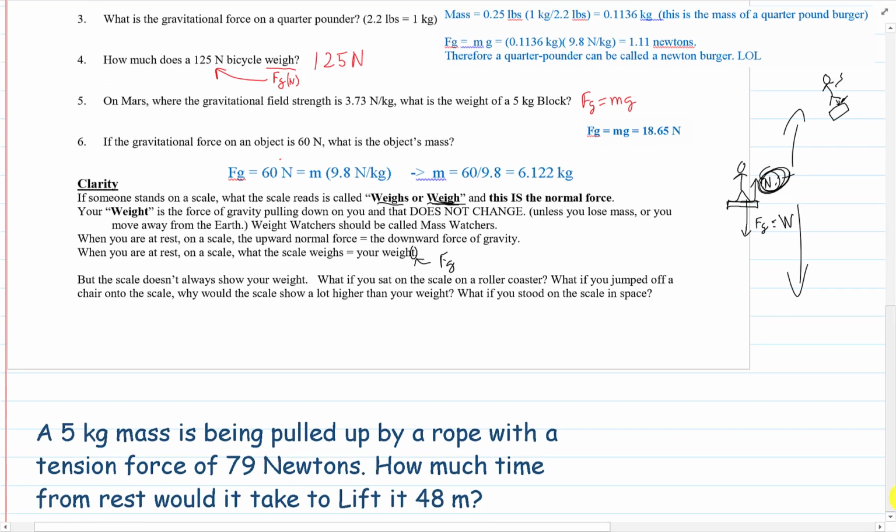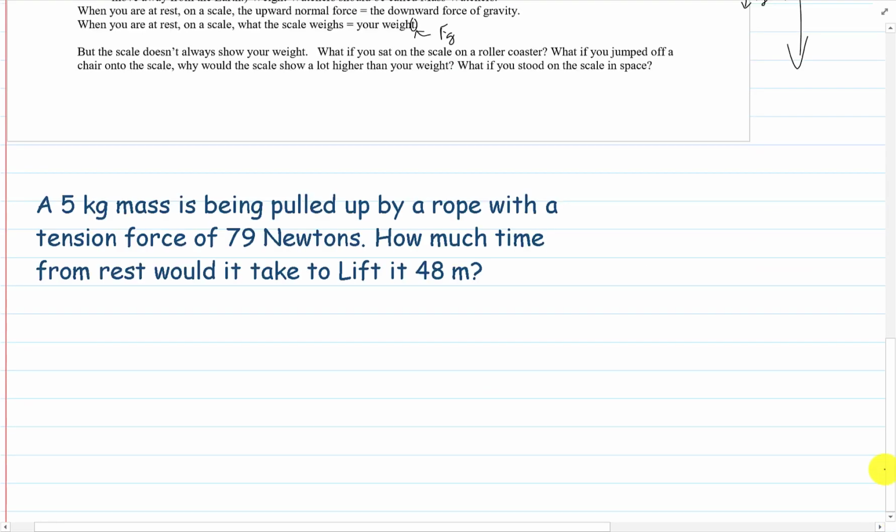Okay, let's just do one question here. This is the first time you're seeing it. A 5 kilogram mass is being pulled up by a rope. There's a little hook on the top, and a rope tied around it. There's a tension force of 79 newtons, and the mass is 5 kilograms. How much time would it take to lift 48 meters?